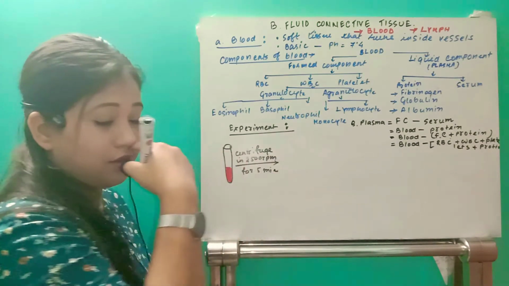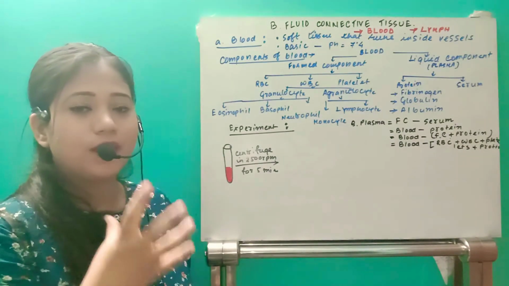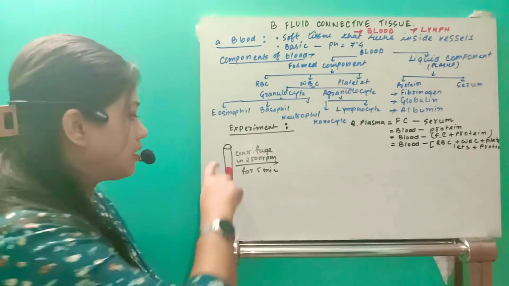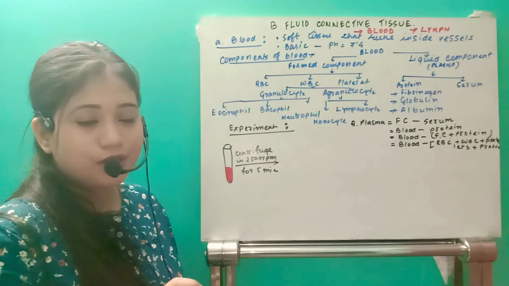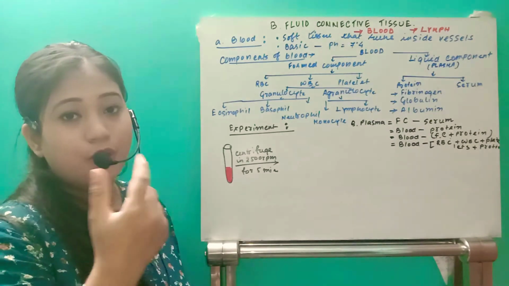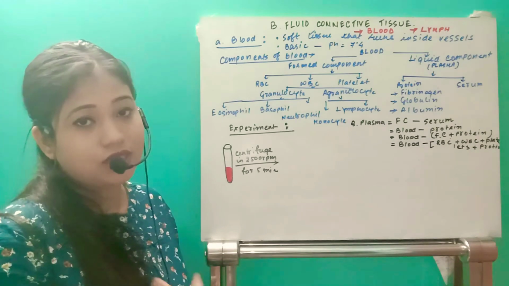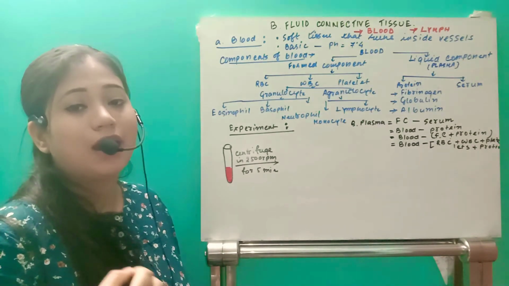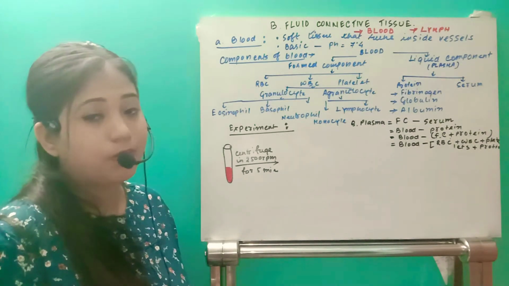Now, what is centrifugation? Centrifugation means rotation. There will be a machine, and in that machine you put the test tube. You will have two buttons. One button is for rotation, how many times the test tube is going to rotate inside the centrifugation machine. That is known as RPM. The full form of RPM is rotation per minute.